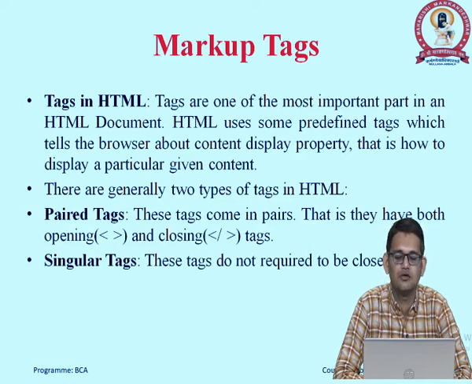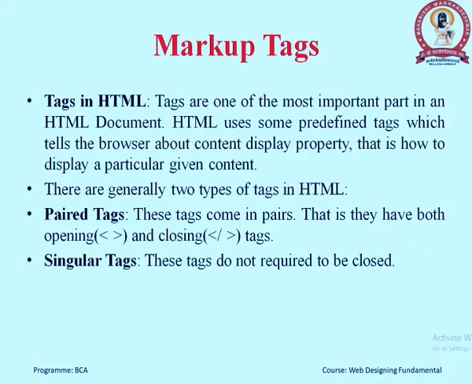There are basically two types of tags available, which are known as pair tags and singular tags. Pair tags are those tags which have a pair, meaning the opening and the closing, for example the HTML tag. HTML has an opening tag and a closing /HTML. These are known as pair tags because the tags are followed by a closing tag, and there are some tags which do not have a closing, like the BR tag.